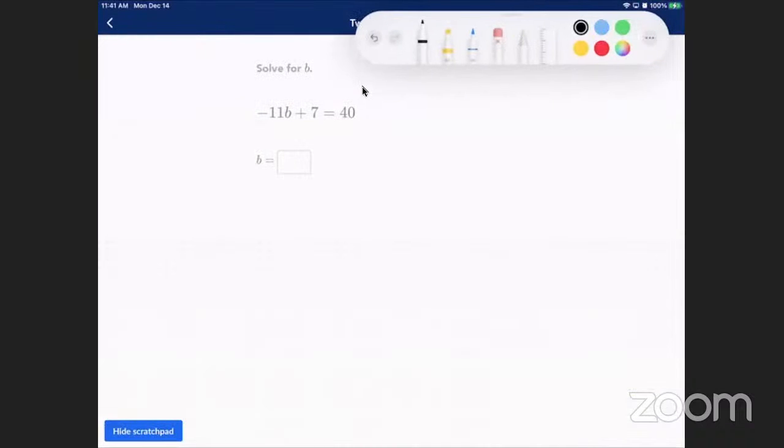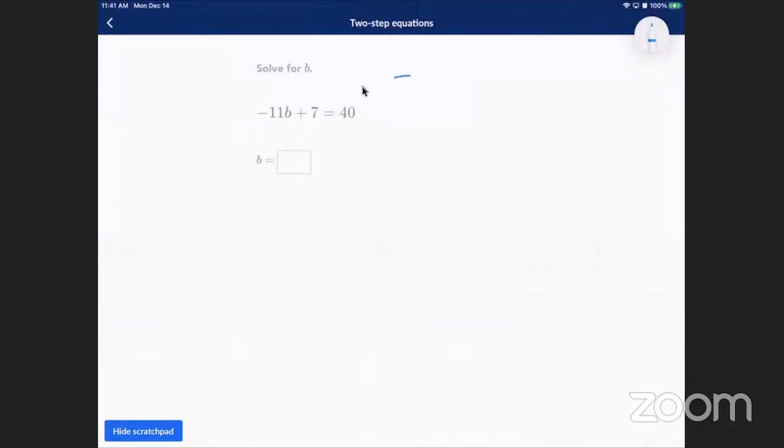The next one is 11B plus 7 equals 40. This is basically the same way we were doing before, where we would take this 7 and it will get canceled out. When you cancel this out, this becomes 0. And then over here we would just get 33, right? And then we would have 11B plus 0 equals 33.